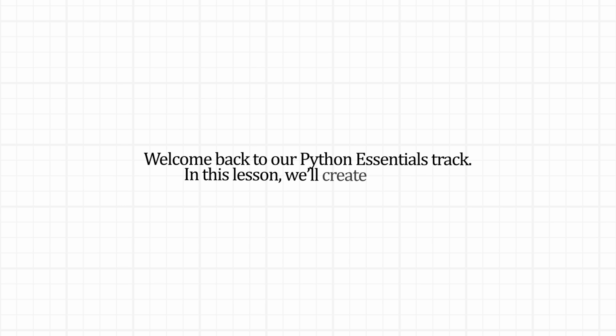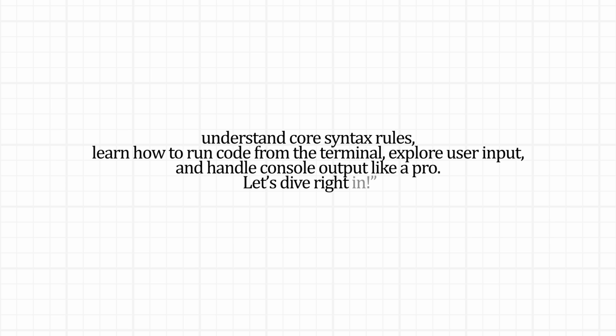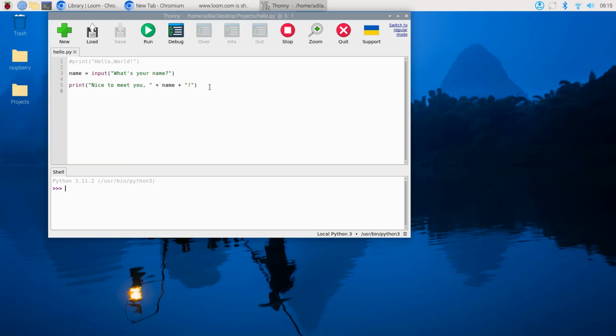In this lesson, we will create our first Python script on the Raspberry Pi. Understand core syntax rules, learn how to run code from the terminal, and explore user input and handle console output like a pro. Let's dive right in. Open Thonny or Visual Studio Code or Nano or whatever you prefer and create a file named hello.py.